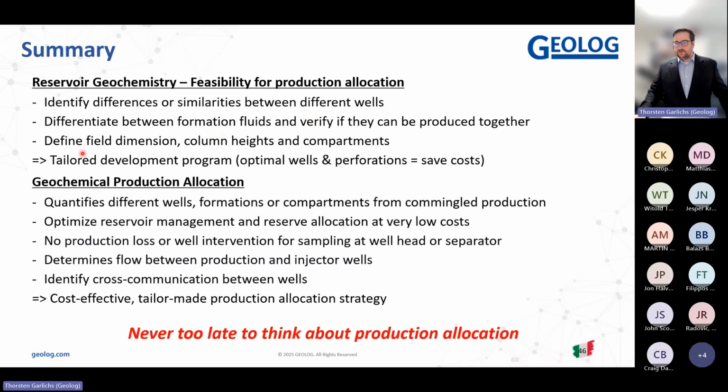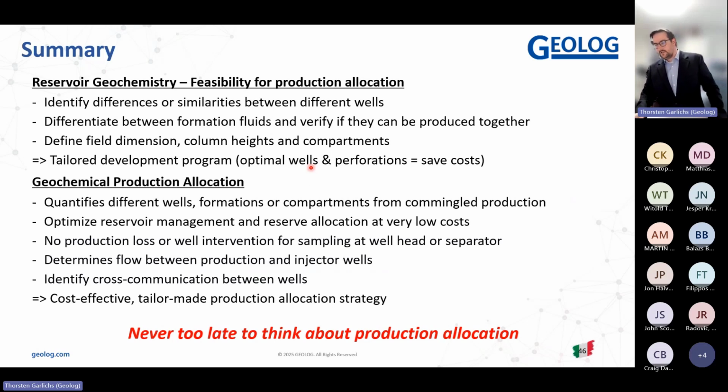With the reservoir geochemistry, you define the field dimension, column heights, and compartments. So the reservoir geochemistry is very good for a tailor-made development program, optimal wells and perforations, and you can save costs. The geochemical production allocation quantifies the differences between wells, formations, and compartments from commingled production. Optimize your reservoir management and reserve allocation at very low costs. There is no production loss or well intervention for sampling at the wellhead or separator. So normally the flow is always ongoing.